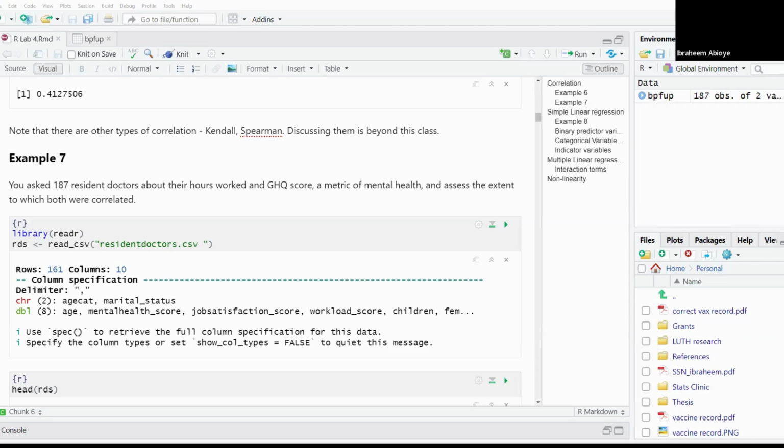So I'm going to paste the data set in the chat, the resident doctors.csv data set. Okay. Does anyone have questions, or do you want to share your screen so we can move forward?